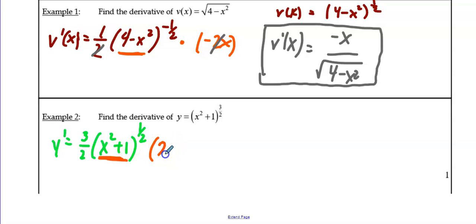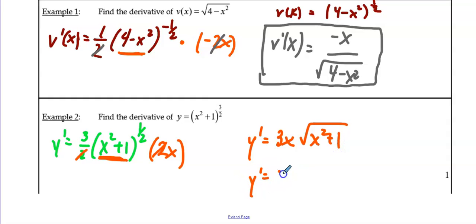Well, the derivative of x squared is just 2x. The derivative of 1 is just 0. So again, we luckily have our 2's cancel out. And so y prime is going to be equal to, and notice that everything is on the top, right? There's no negative exponent here. So we have a 3, we have an x, and then we have the square root of x squared plus 1. And yes, you could leave it if you wanted to, 3x and then x squared plus 1 to the 1/2 power. And they're both acceptable answers.